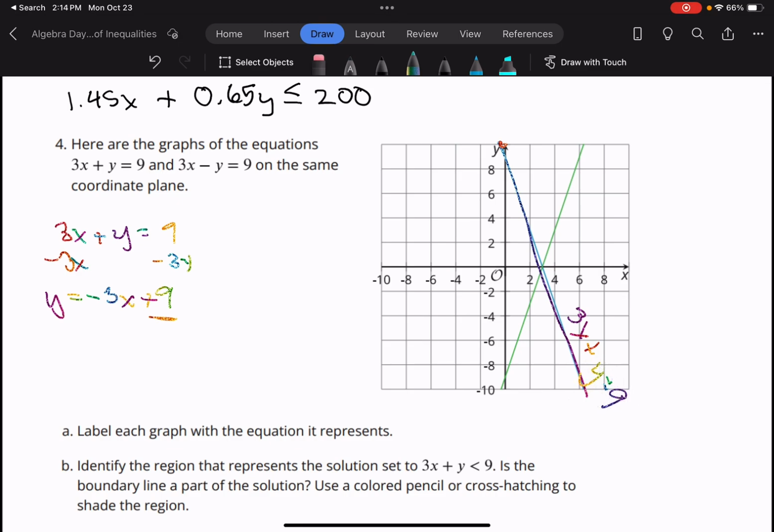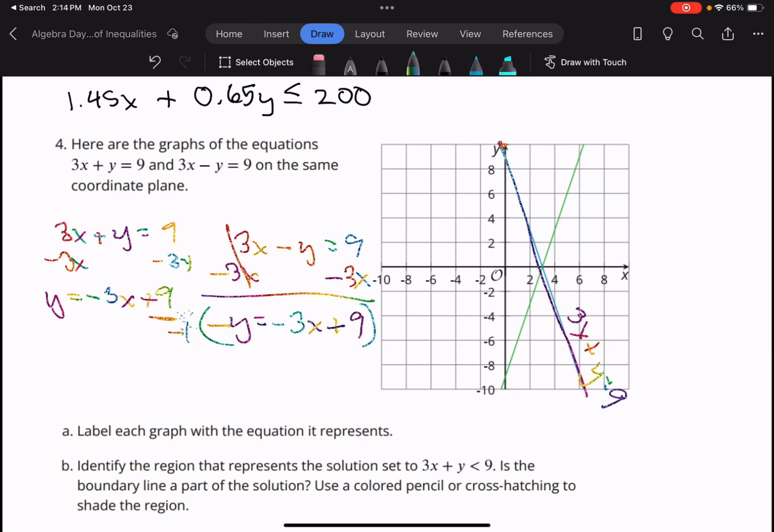The second equation, just to verify, we will get 3x minus y equals 9. Subtract 3x from both sides. You get negative y equals negative 3x plus 9. But then we have to multiply or divide by a negative 1. So you get y equals 3x minus 9. So that's this minus 9 here as the y-intercept and a positive slope. So this is the second equation of 3x minus y equals 9.